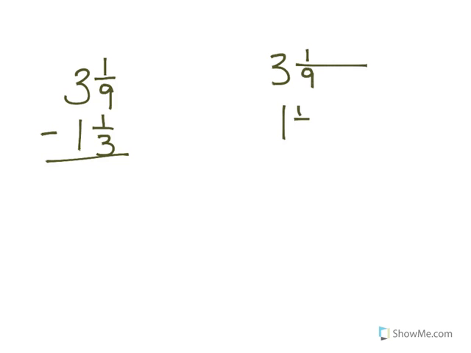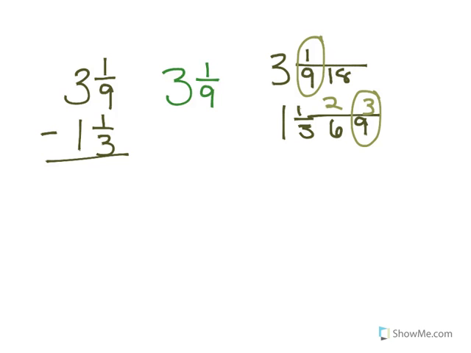Okay, I'm going to go ahead and do 3 1/9 minus 1 1/3. I notice they do not have the same denominator, so the first thing I have to do is go to the side and find my common denominator. So 9, 18. Okay, let's see, 3, 6, 9. Oh, I found it. It's going to be 9. So my new problem is 3 1/9 minus 1 3/9.